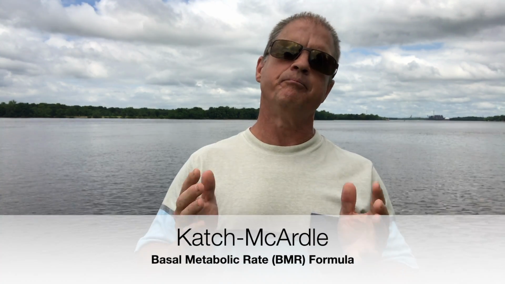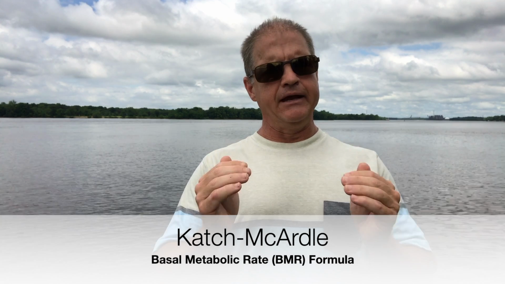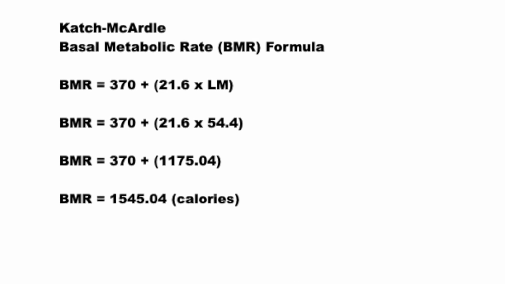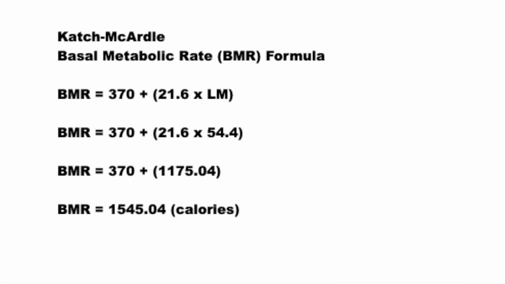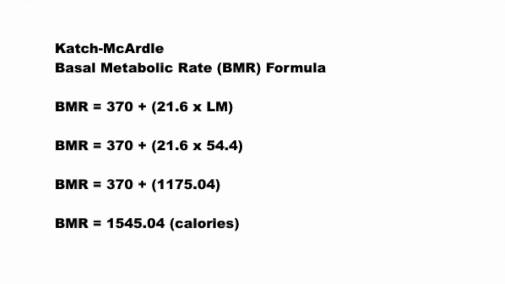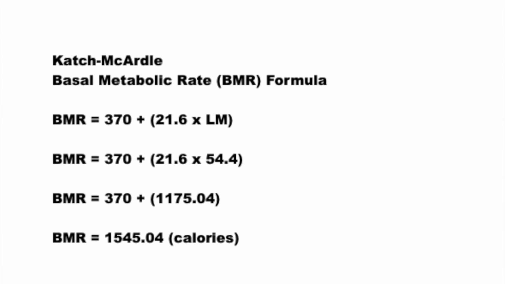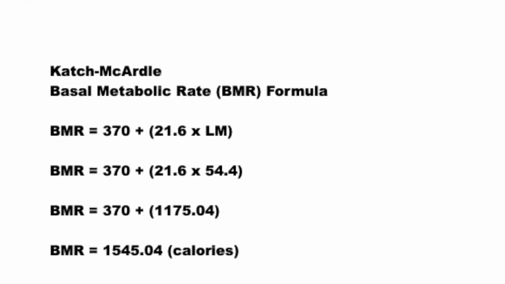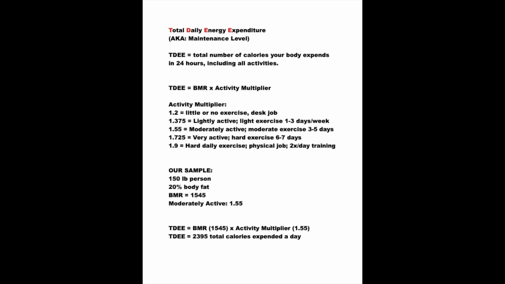We'll use that and plug it into our Catch-McArdle BMR formula. BMR equals 370 plus 21.6 times LM, lean mass. And the answer is, our BMR is 1,545 calories. Now let's take it one step further and use the activity multiplier to figure out our total daily energy expenditure, or TDEE number. TDEE equals BMR times activity multiplier.